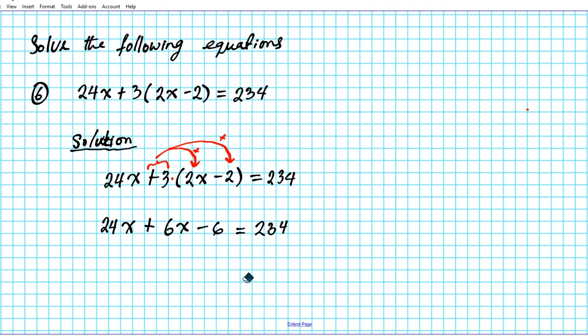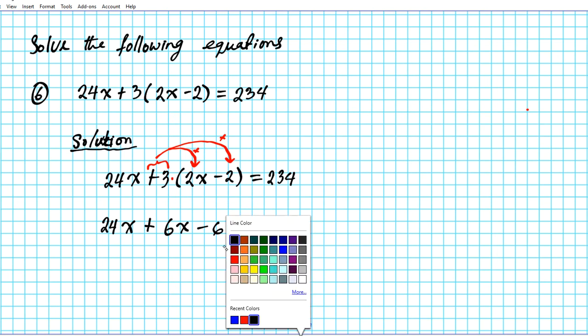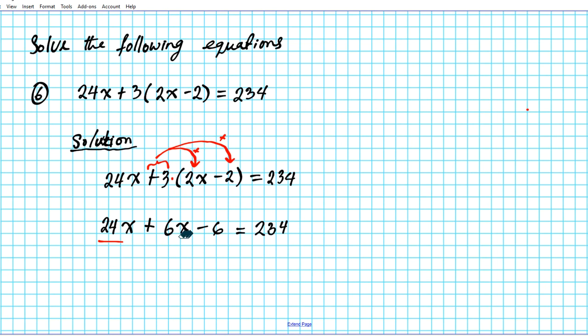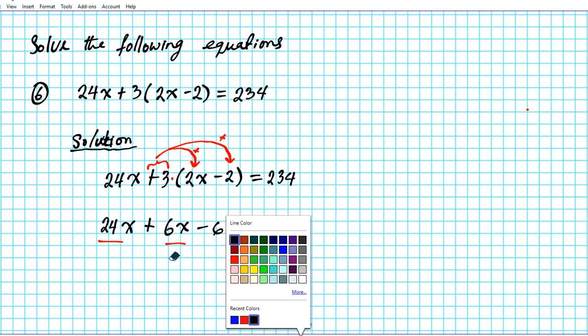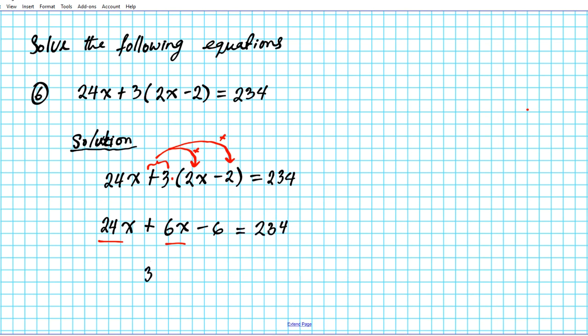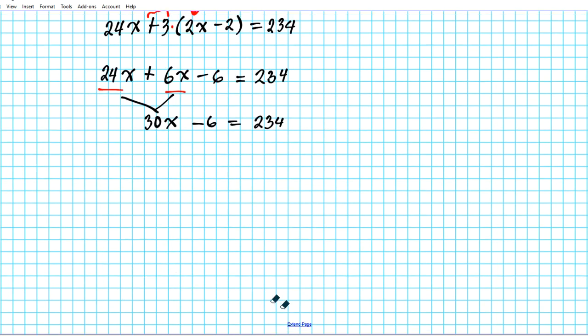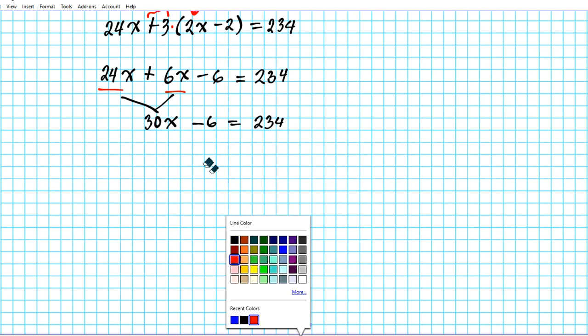That equals 234. Now let's go ahead and combine like terms. 24x plus 6x can be combined together, and that yields 30x. You have 30x minus 6 equals 234. Okay, as a result of combining these two right here. Okay, and then we need to finish this off. We need to get 6 to the right side and get rid of 30. To accomplish that, what we're going to do is add 6 to both sides and divide by 30.